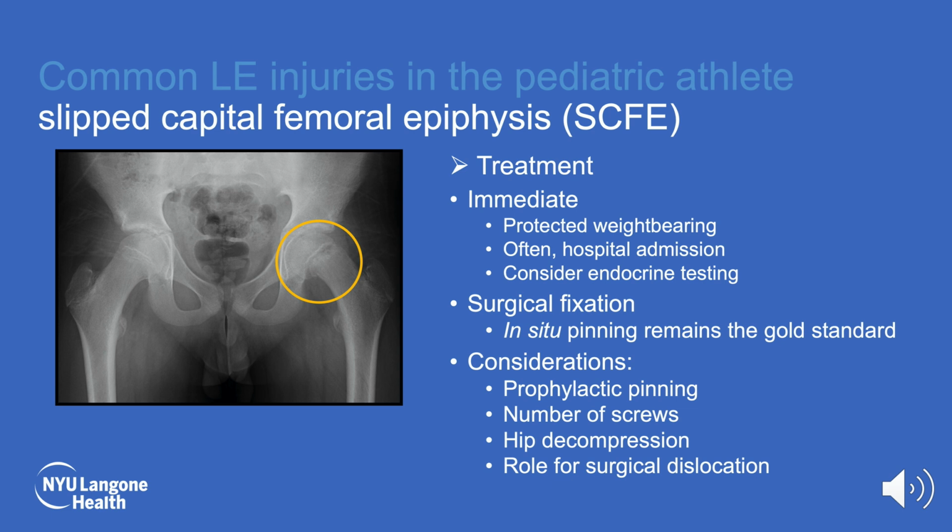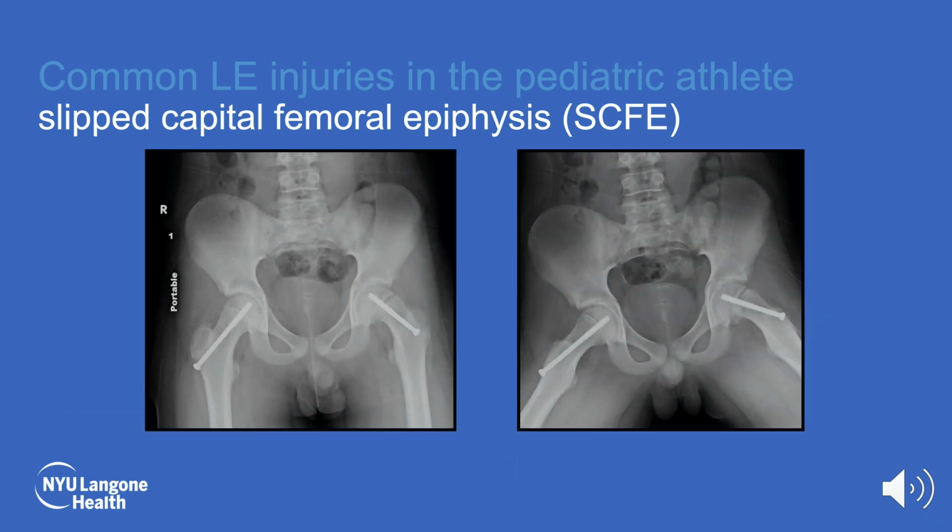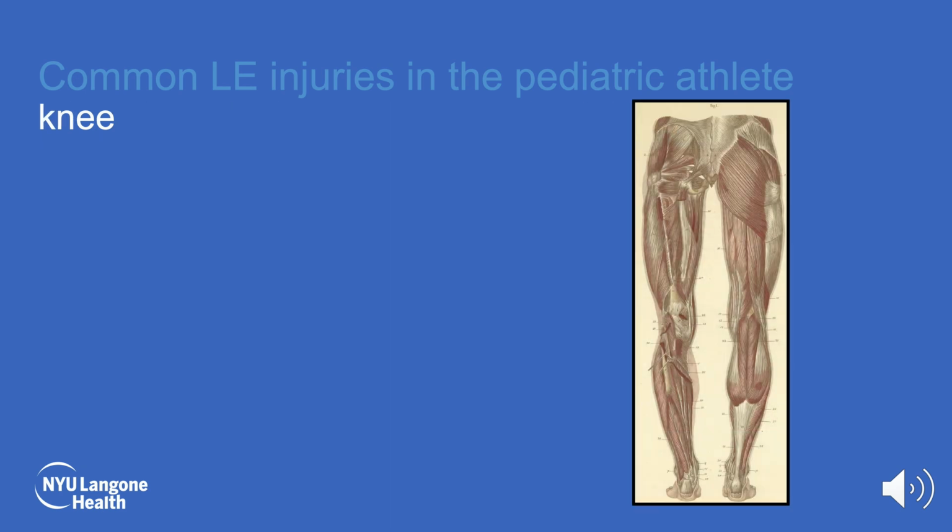If it is an acute unstable SCFE and presentation, you're going to think about also decompressing the capsule so that you don't tamponade the vessels and then inadvertently go on to AVN. And again, there is a role which is emerging for surgical dislocation. And this is just an example of in situ pinning and then contralateral fixation. We'll go on down to the knee.